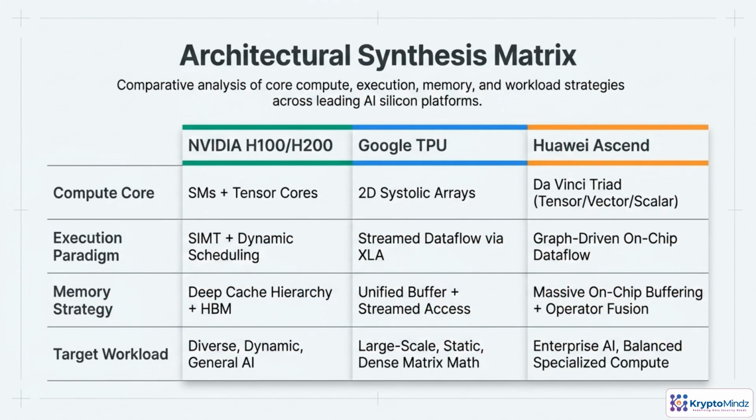Stepping back, here's the big picture. NVIDIA H100 and H200 are classic GPUs. Many streaming multiprocessors plus tensor cores, scheduled dynamically, with deep cache and HBM. They shine when your workloads are diverse, dynamic, and framework-driven. TPUs center on huge systolic arrays fed by XLA's compiled data flow and a unified memory buffer. They're optimized for very large, fairly static, dense matrix workloads. Huawei Ascend uses DaVinci AI cores with heavy on-chip buffering and operator fusion, targeting enterprise AI with balanced, specialized compute.